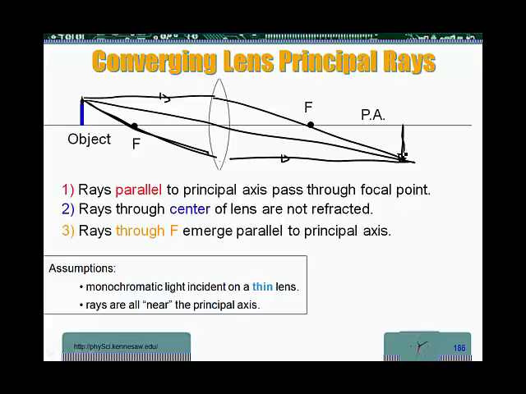Now, the assumption here that I didn't mention earlier: this applies for monochromatic light, or light at a single wavelength, incident on a thin lens. The rays have to be all near the principal axis, not a huge lens. Otherwise, these approximations for the rays would not hold solid.